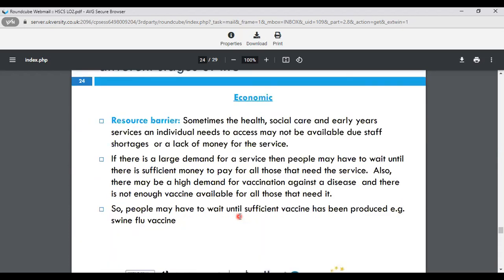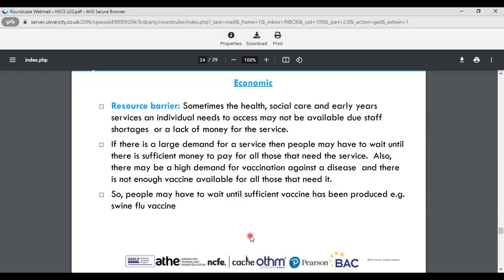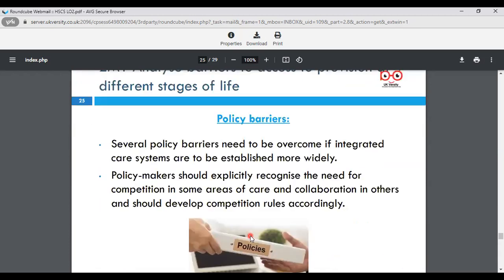Economics would be a resource barrier. So sometimes the health and social care and early years services might not have the services available because of staff shortages or lack of money for the service. So there are no services available there for them. There may be high demand for vaccination against a disease, and there's not enough vaccine available, for instance. So that is a resource barrier. For instance, we have it with flu vaccines.